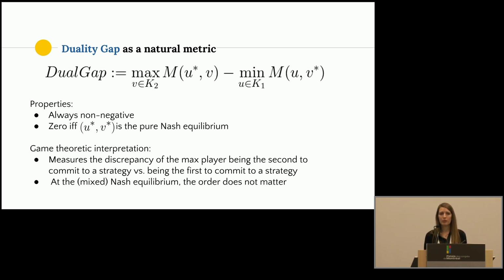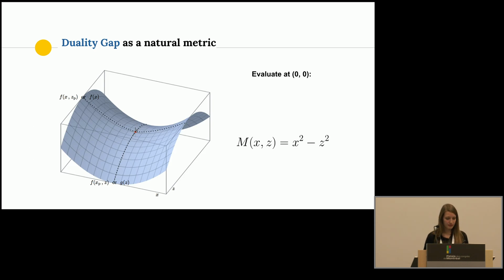Usually when we are playing two-player games, it is always better to be the second one to respond with an action because we already know the action that the opponent has played. However, when we are at the solution of the game, the mixed or the pure Nash equilibrium, it doesn't matter what the order of the players is. Then in this case, the max and the min term of the duality gap are equal, and the duality gap is equal to 0.